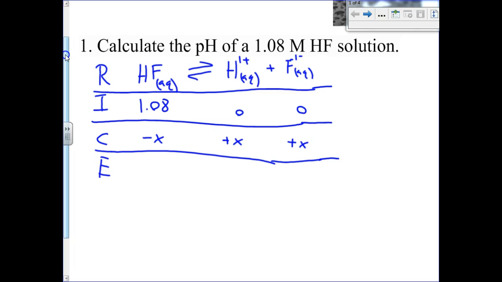All right? If I break apart three hydrofluoric acid molecules, how many hydrogen ions am I going to get? 3. How many fluoride ions am I going to get? 3. If I break apart 10, I'm going to get 10 and 10. If I break apart X, I'm going to get X and X.